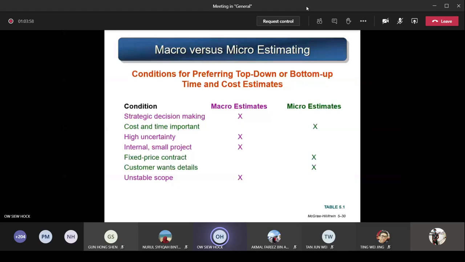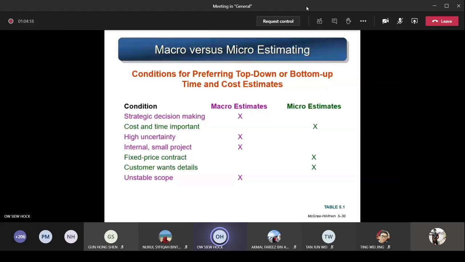If it is an internal small project, very small project only, so it's very easy for you to do estimation, then again, you use macro estimates. If this is a fixed price contract, where that is the amount I give you, this is a 200,000 project, that is it, you cannot exceed this amount, then you have to be very careful and do a very detailed estimation for this project.